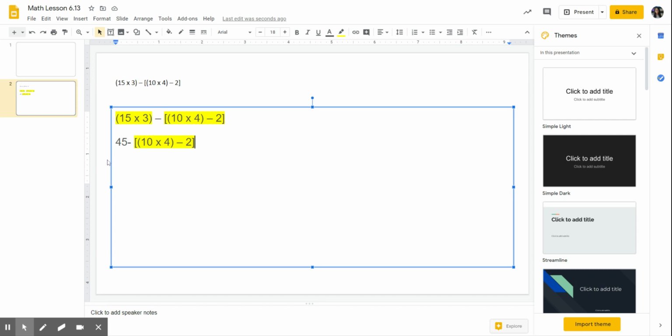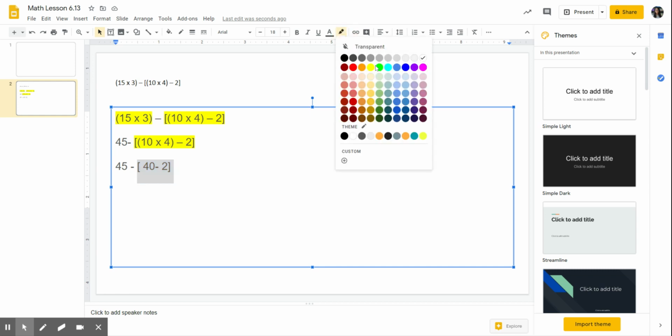Now that I solved for the first group, I did 15 times 3, and that got me 45. I'm going to move on to my second group. I know that with this second group, I have a nested group. These parentheses around the 10 times 4 show me that before I subtract 2, I need to do 10 times 4. Okay. We know that 10 times 4 is going to give us 40. So I wrote down 40, and I'm going to bring everything else down.